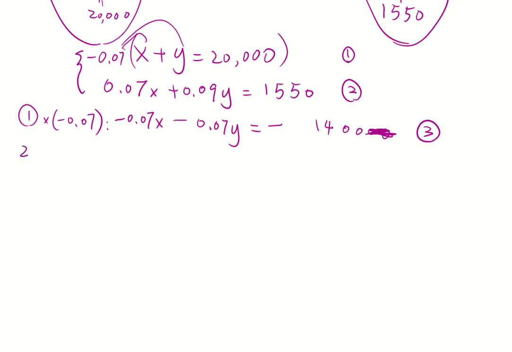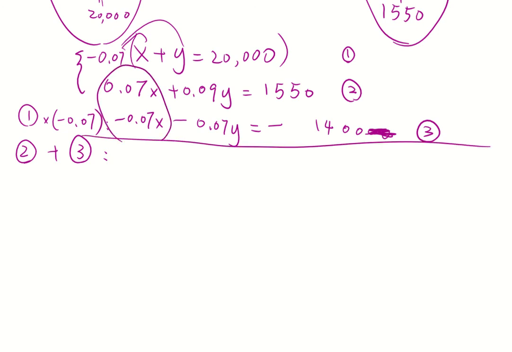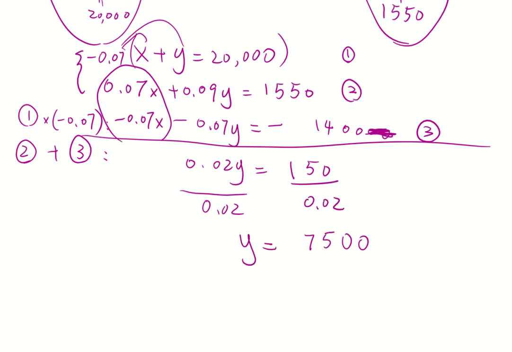So let's add up equation 2 and equation 3. So that the x terms will be gone. You have 0.02y equals 150. Divide both sides by 0.02. Y equals 7,500.